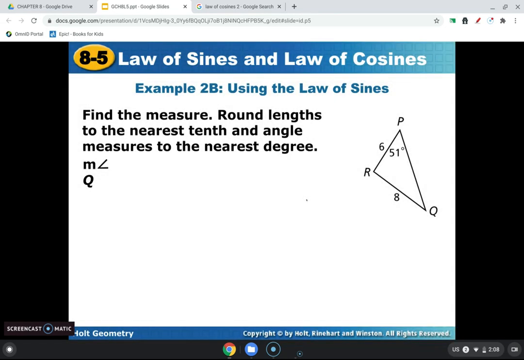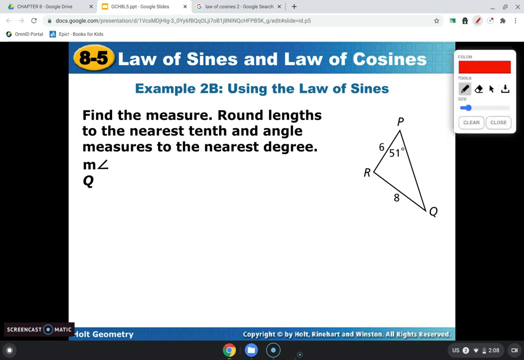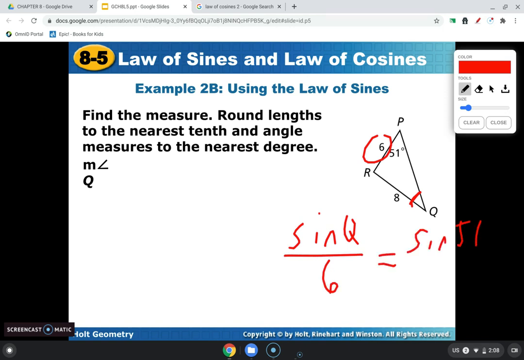All right, let's try that again. Use the law of sines. We're going to find Q this time. So Q is there, and 6 is across from it, that side. So we would say sine Q, because we're finding an angle this time, over 6 equals sine 51 over 8.